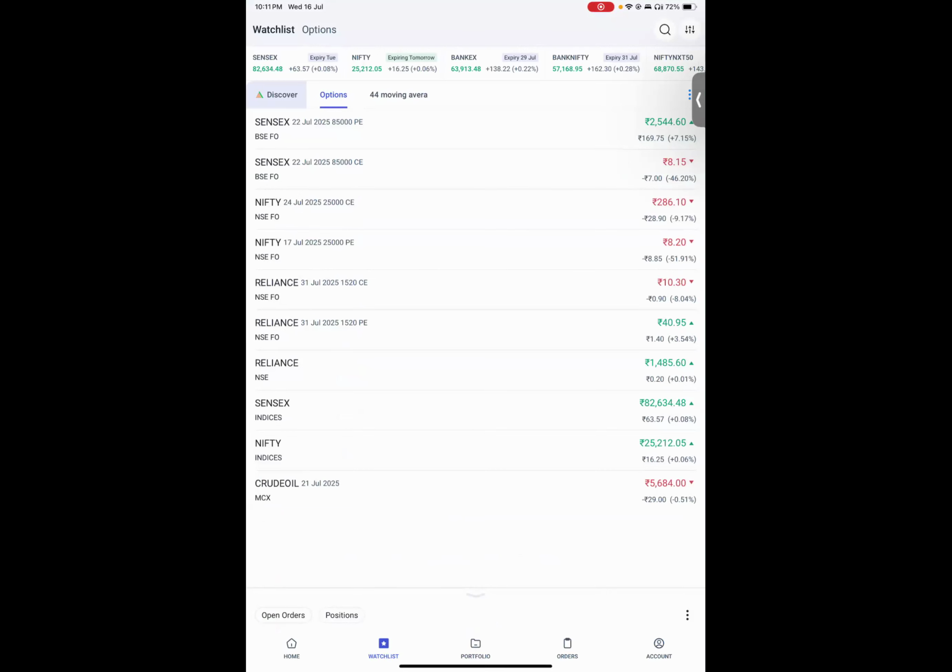Reliance is known as a NSE. But if you look at Reliance derivative, that is NSEFO. You can see this. There's a PE and CE also. Now look at the Sensex derivatives. BSEFO. Look at the Nifty derivatives. NSEFO. I hope now this part is clear to all of you.